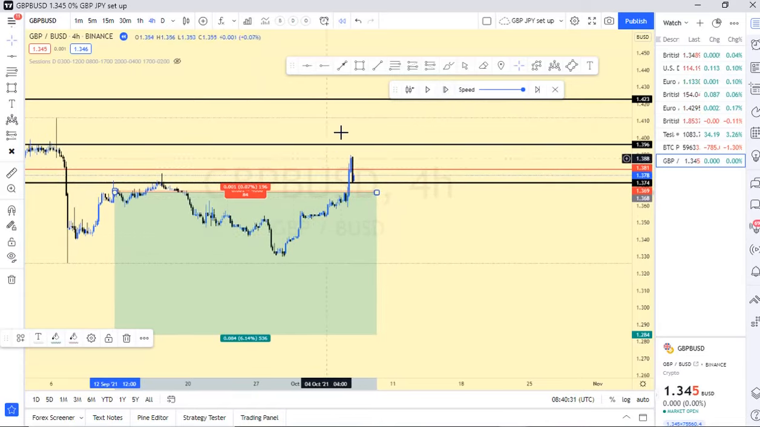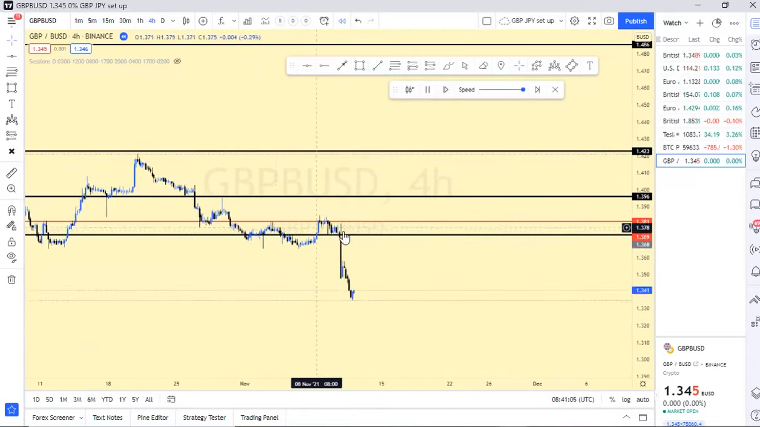Price has just broken back into the zone. So this is just exactly how you want to always take advantage of your support and resistance zones in the market, or taking entries as supports.